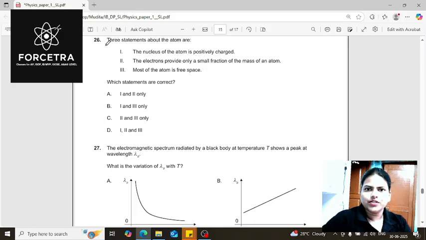Let's see the next question. Three statements about the atom are: the nucleus of the atom is positively charged. This is correct. The electrons provide only a smaller fraction of mass because electrons are very light, so they provide a very small fraction in the atom. And most of the atom is free space where the electrons wander. So all are correct options. So 1, 2, 3 all are correct.